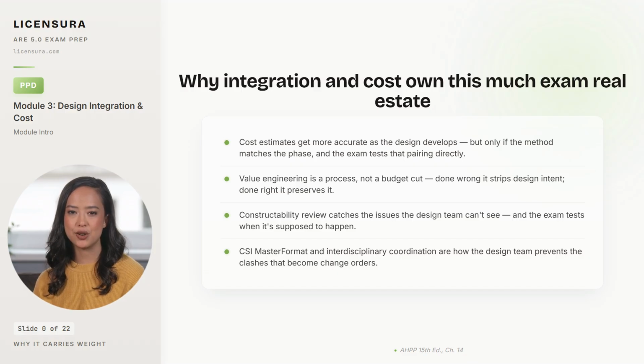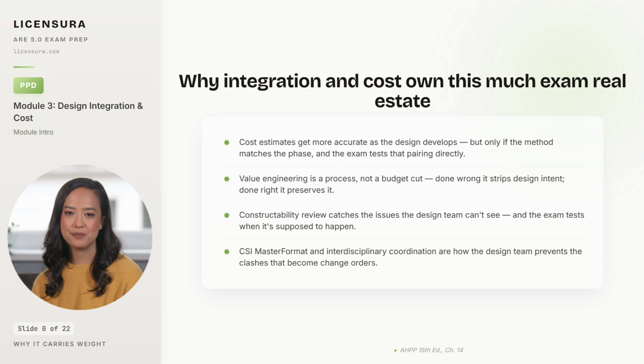Second, value engineering done badly strips design intent and gives the owner a worse building for less money. While done well, it asks what each component is doing and whether a cheaper alternative does the same job, and the design intent survives. The exam writes prompts where one answer is real value engineering and another is just a budget cut wearing the name.